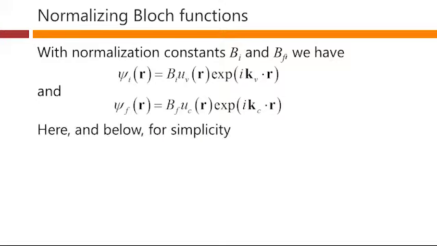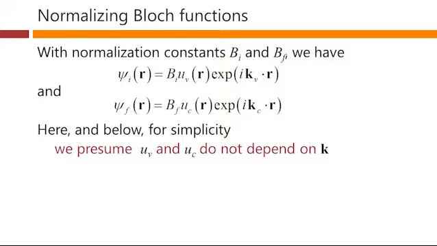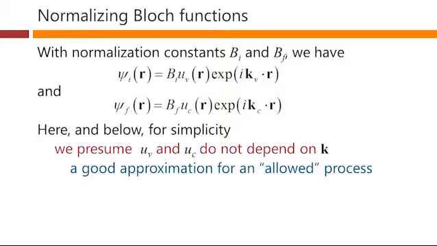So here and below, for simplicity, we're going to presume that these unit cell functions in both the valence band and the conduction band do not depend on k. We don't have to make this assumption, but it turns out to work fairly well for most of the transitions we'd have to work with, and so we'll make that for simplicity right at this point. It just saves us some complications. And this is indeed a good approximation for what we would call an allowed process, where the matrix element for this particular transition is not 0 or nearly 0.